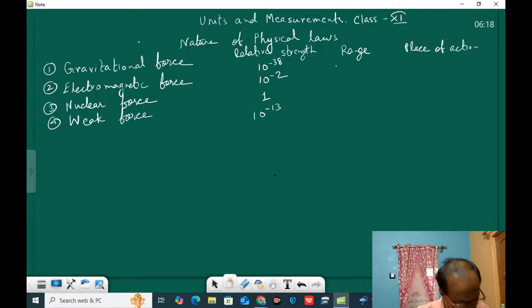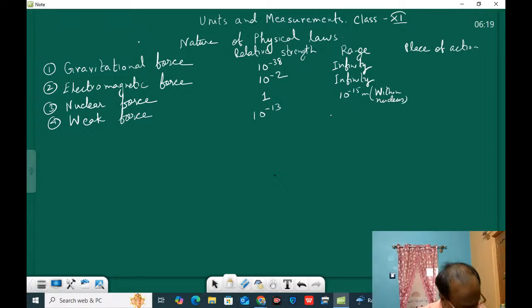Now we find the range. For gravitational force, the range is infinity. For electromagnetic force, it is also infinity. For nuclear force, it is within 10 to the power minus 15 meter, that is, within the nucleus.